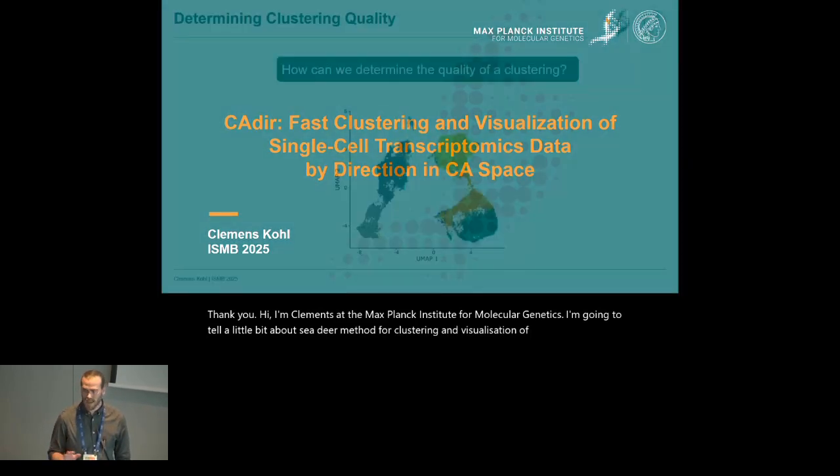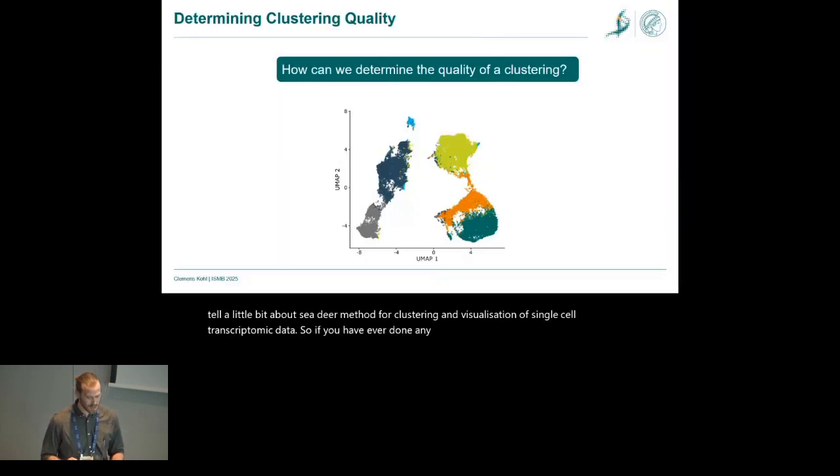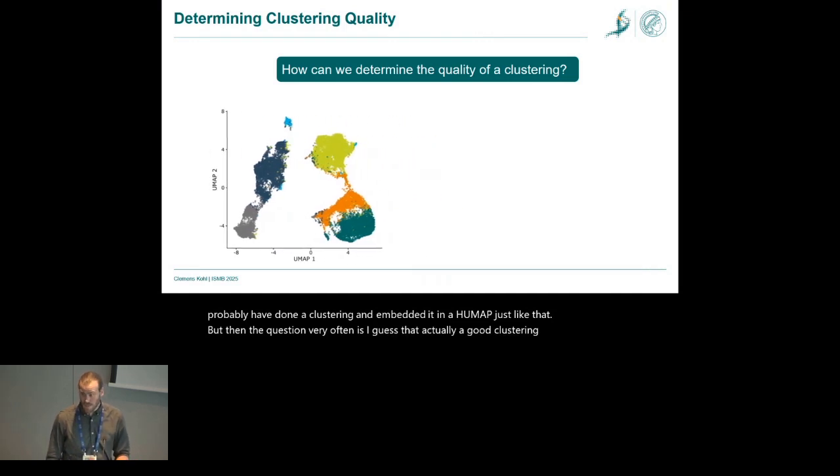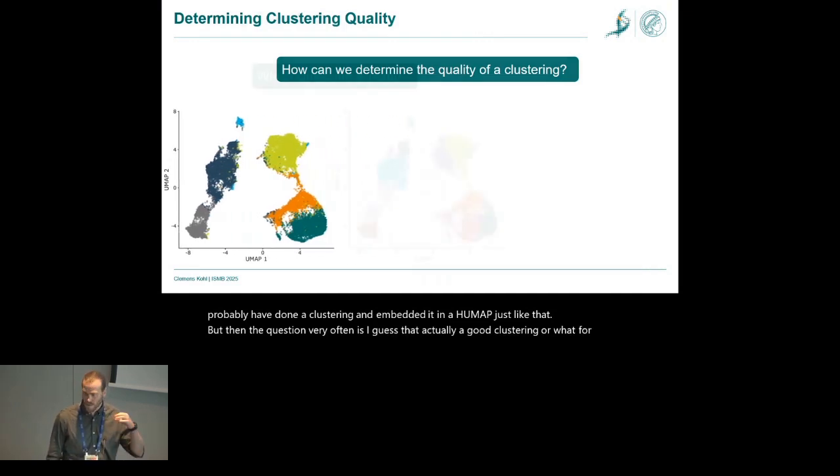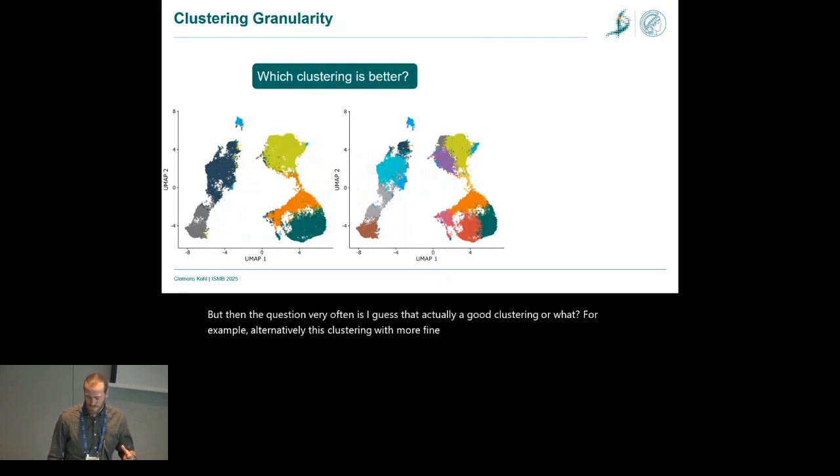I'm going to tell a little bit about CAdir, a method for clustering and visualization of single-cell transcriptomics data. If you have ever done any single-cell RNA-seq analysis, you probably have done a clustering and embedded it in a UMAP, just like that. But then the question very often is: is it actually a good clustering? Or would, for example, alternatively, this clustering with more fine clusters be better?